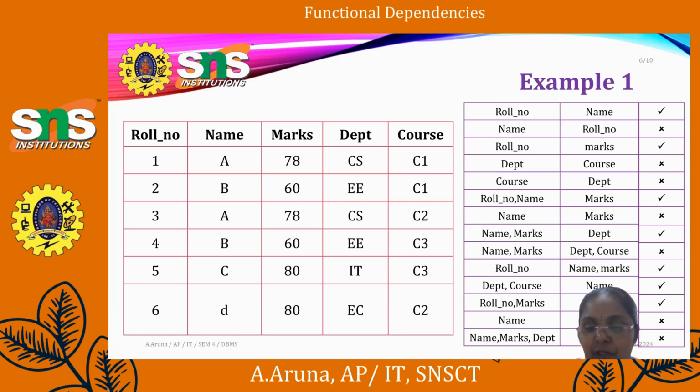If X value exactly or accurately determines the value of Y, it is valid. In this case, name can't accurately define the roll number. So it can be set as an invalid. Those I have put a cross mark are invalid, and tick mark means it is valid. So this is how, in the relation, we can identify whether the dependency is valid or invalid.